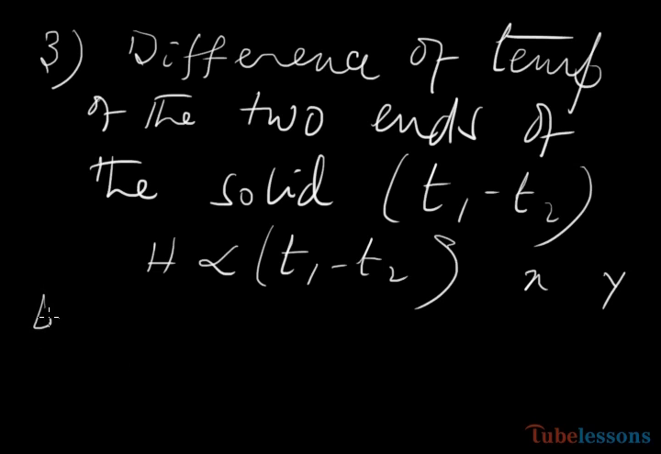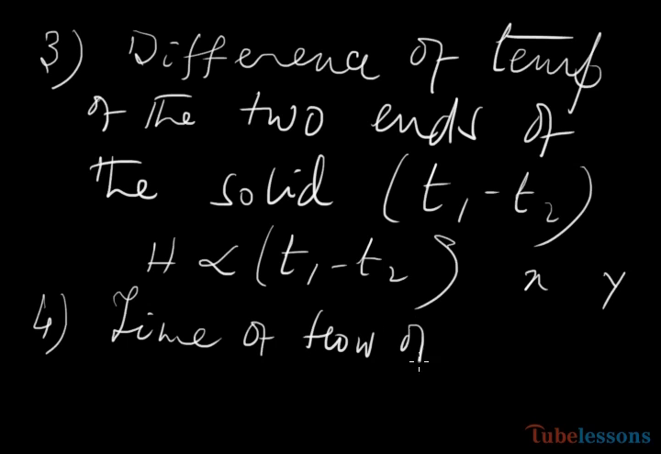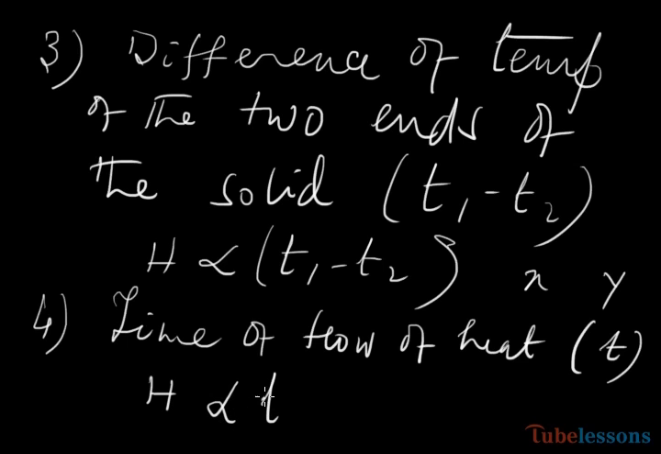Now the fourth factor is time of flow of heat. This is T. So the more the time of flow of heat, the more will be the heat conduction, H proportional to time of flow of heat T. If in 1 second heat conduction is X, in 10 seconds it will be 10X. So the more the time, the more the heat.